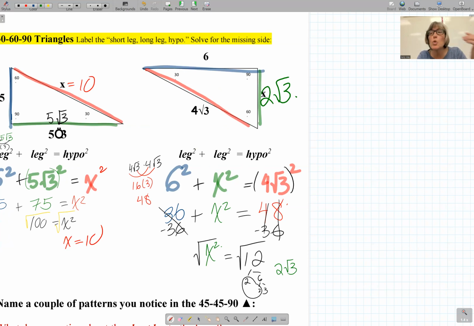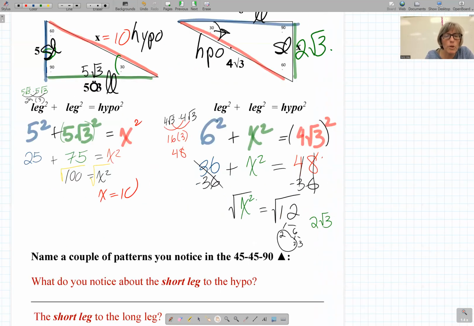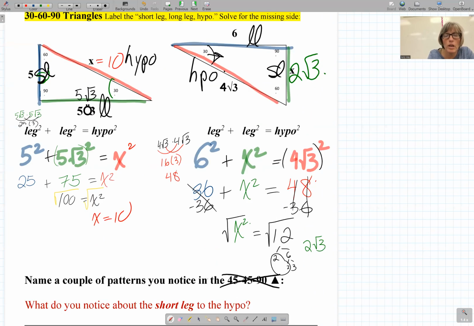Okay, there are 2 patterns going on here. Across from the 30 is what we call the short leg. I'm going to label it SL. Then you have the long leg across from the 60. I'm going to use LL for long leg. And of course, here is your hypo. There is a pattern for both of these. Okay, change this. This should read 30, 60, 90. It's a typo. I'm going to be looking for that being changed.